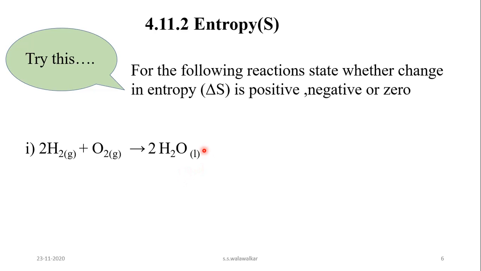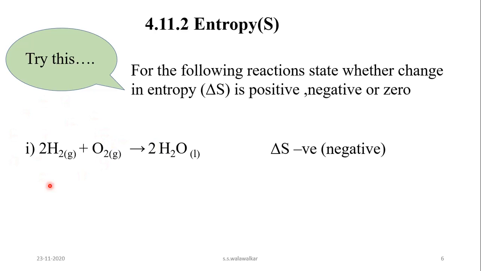So here if you calculate delta S, that is the change in entropy, by using the equation, entropy of product minus entropy of reactant, then the entropy of product is less than the entropy of the reactant. So here delta S is negative because here the reactants are in a gaseous state and the product is in a liquid state. Here 2 moles of water are formed, and that is in a liquid state.